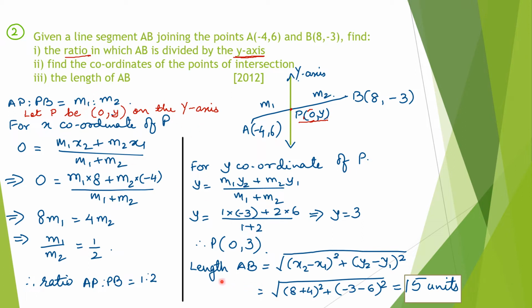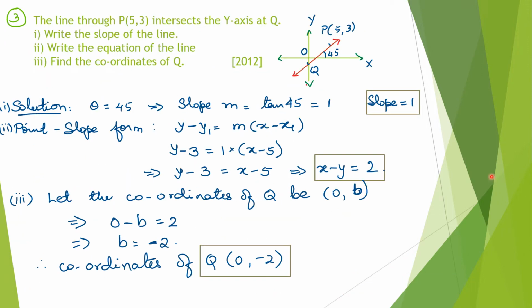Then, what is the length of AB? Oh, this is a straightforward question. Length of AB, so you can simply use the square root of x2 minus x1 whole square plus y2 minus y1 whole square. And you get the value, length of AB is equal to 15 units. Let's go to the next question now.